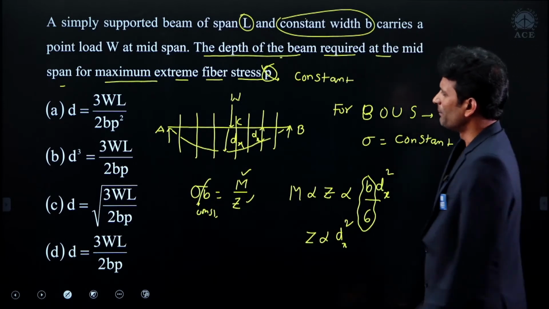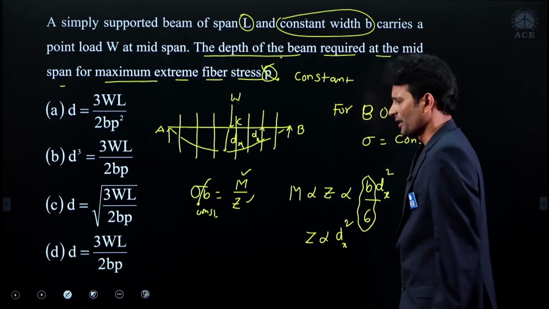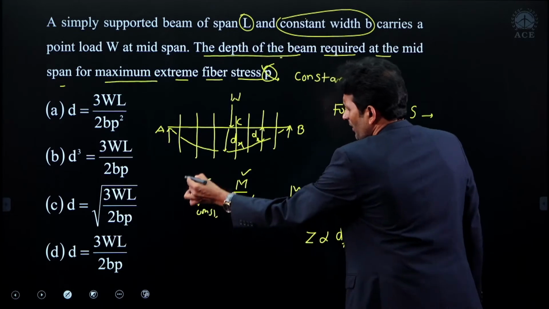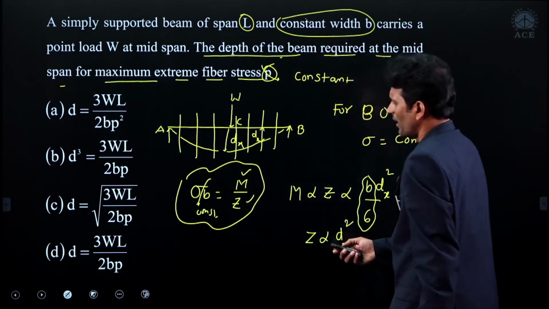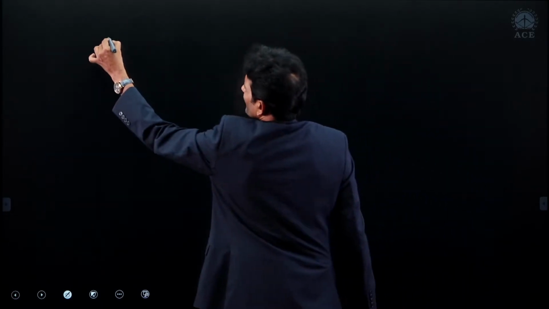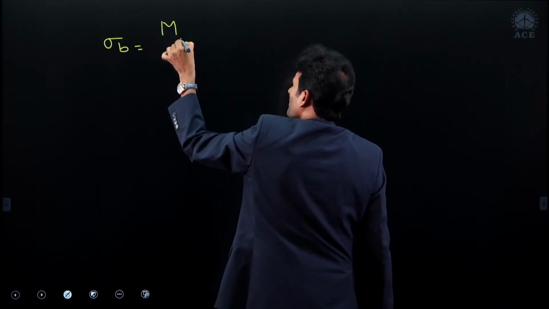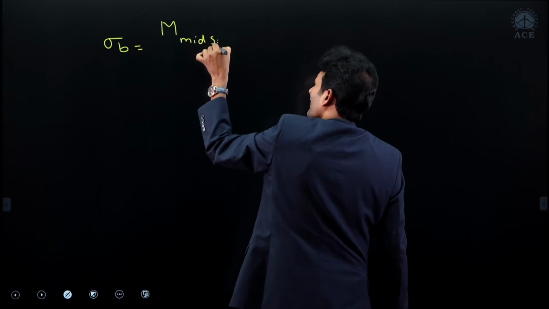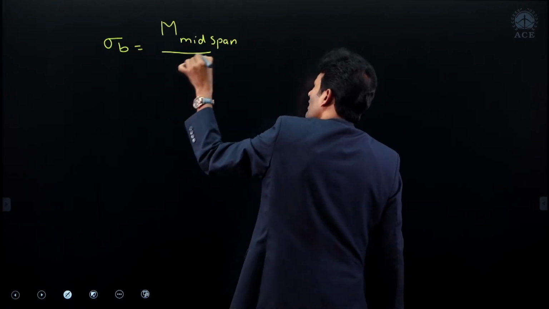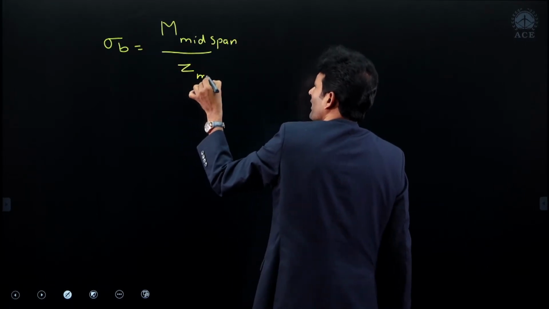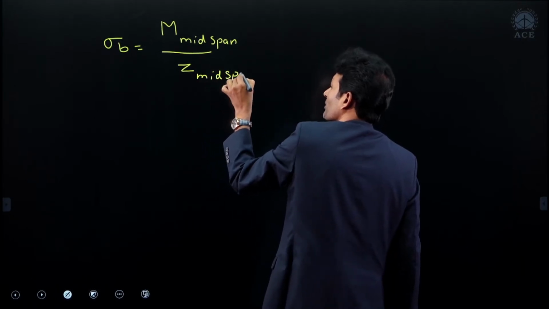మనకు కావాల్సింది ఏంటి? మిడ్ స్పాన్ దగ్గర నాకు dx వాల్యూ. ఆబ్వియస్లీ యూజ్ దిస్ ఫార్ములా. If I use this formula, sigma b equal to, what is the M value at midspan? You know that. And what is the Z value at midspan? You know that. Simply you can substitute that.